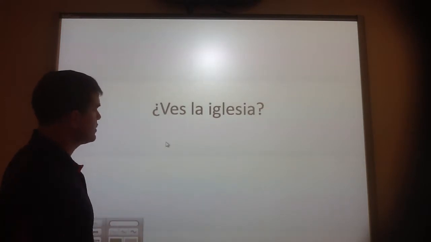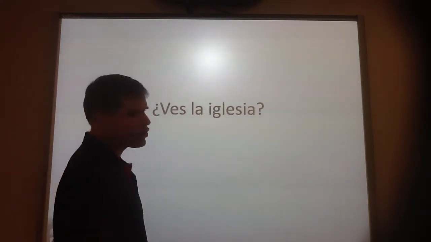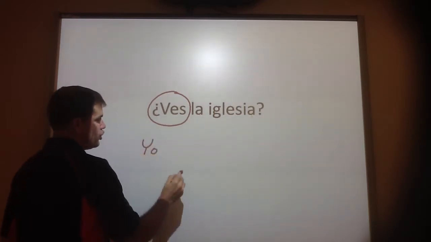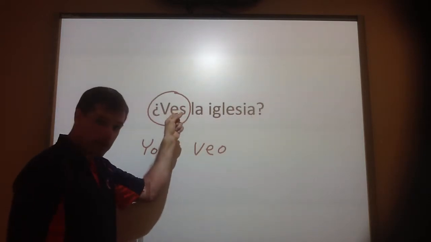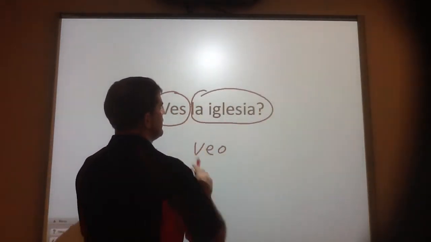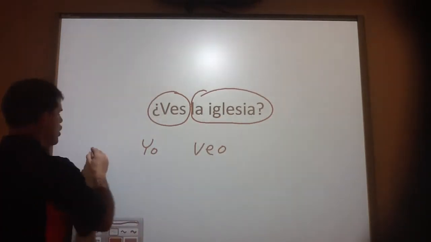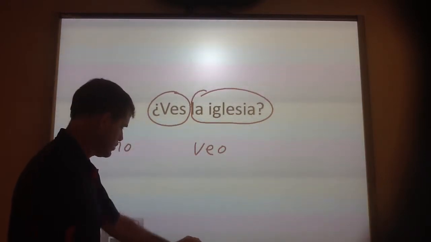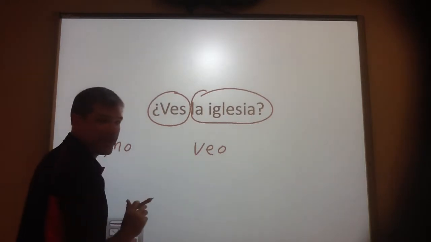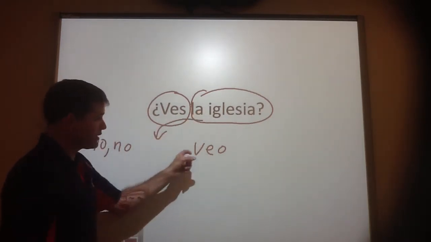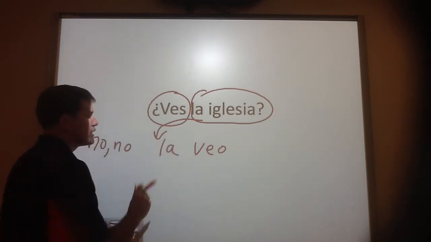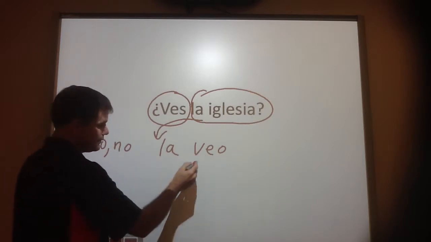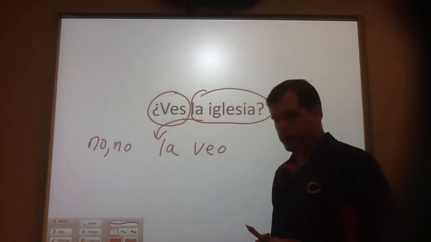Okay? Another practice. ¿Ves la iglesia? Do you see the church? Here's our verb. Do you see? We need to know that we'll answer that with the yo form. Yo veo is the yo form of ver. Now we have la iglesia. Feminine singular noun. And you want to say no. And then we'll say no again because we're saying I don't see it. No, no. And now what pronoun for it do we want to replace with la iglesia? It's going to go in front of the conjugated verb, and we choose la this time because it's a feminine and singular noun. So no, no la veo. No, I don't see it.